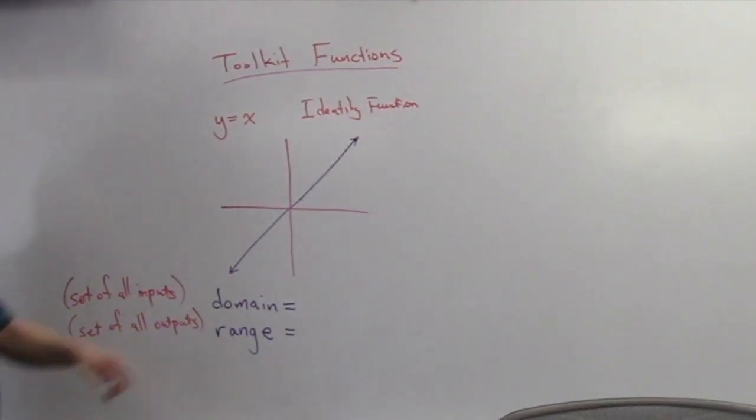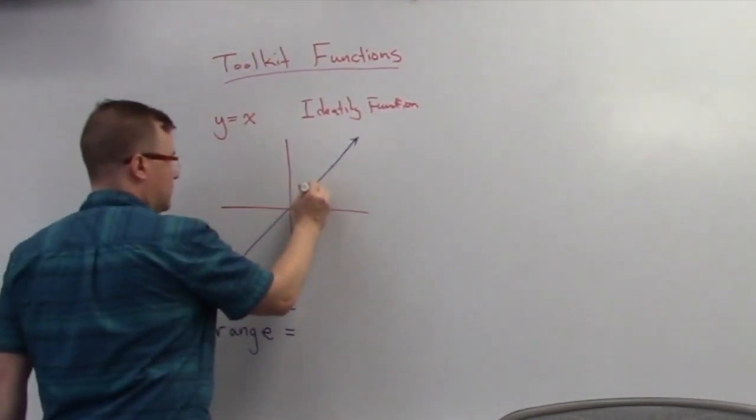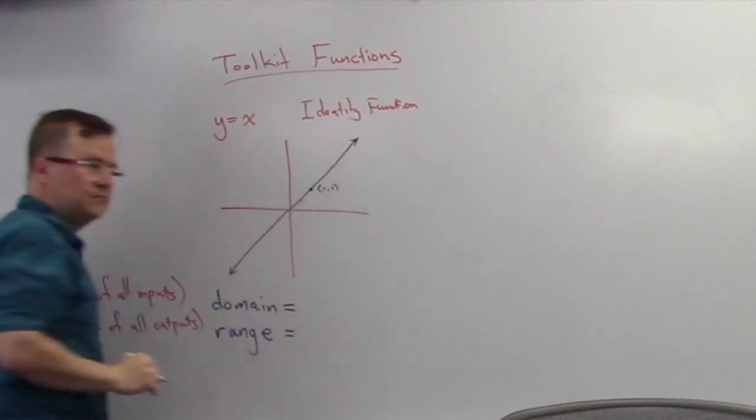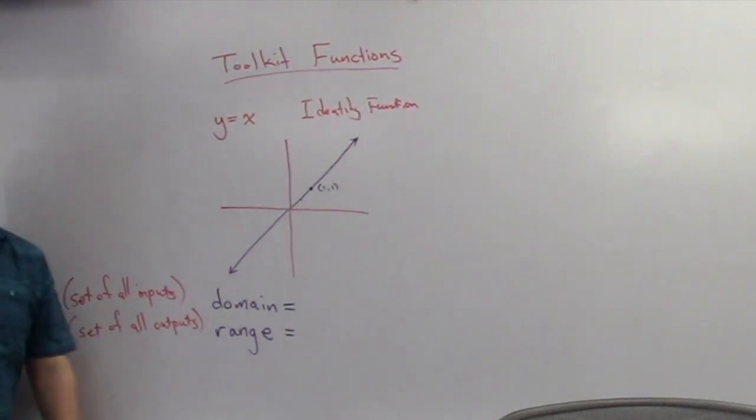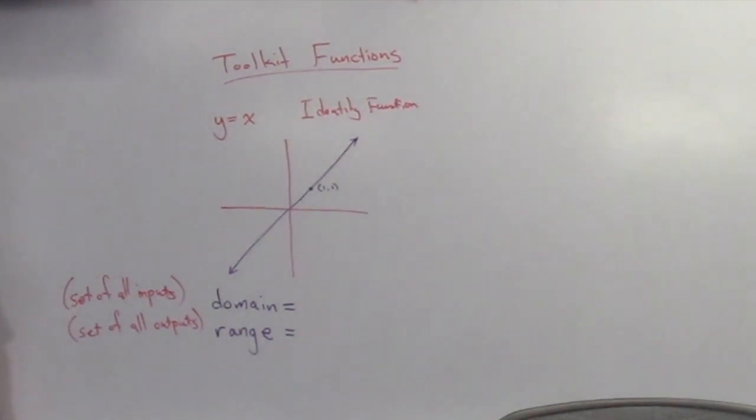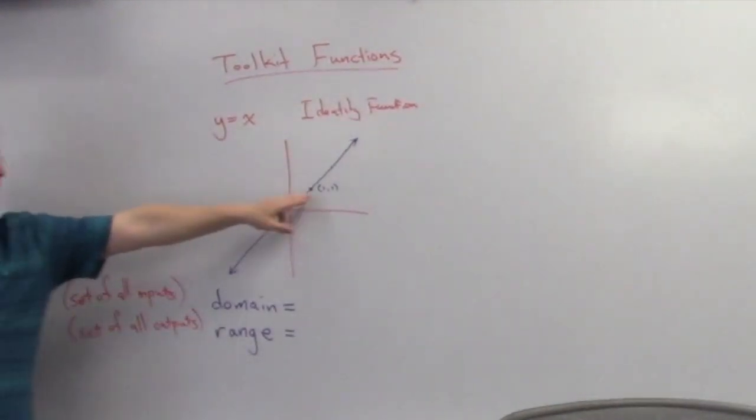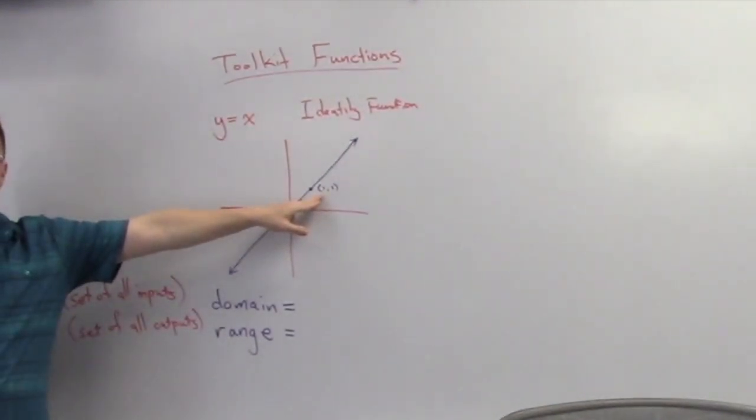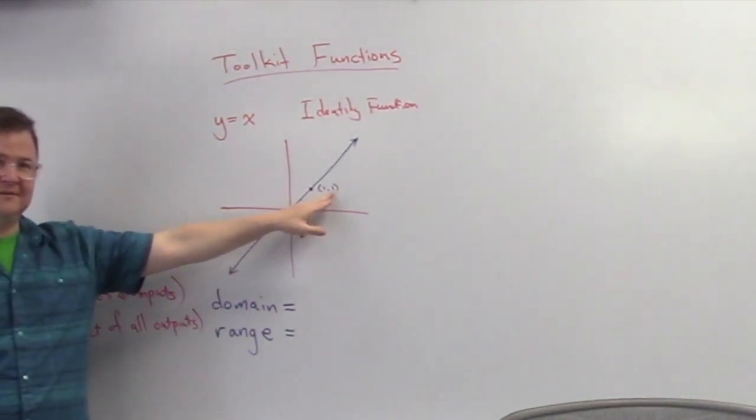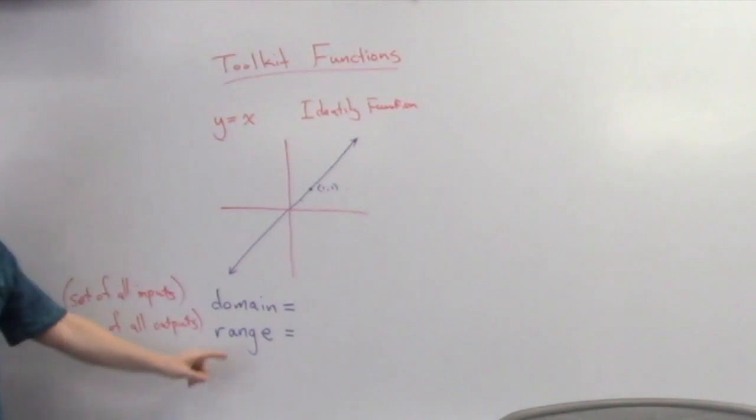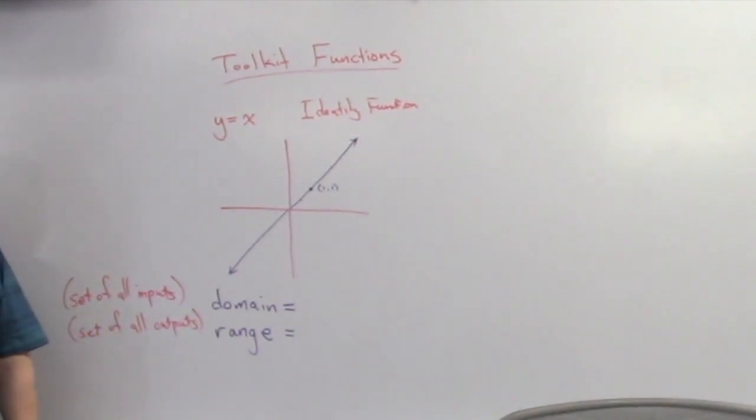So the moment you said that 1, 1 is a solution, a point on the graph, then you just told me something about the domain and the range. Since 1 is an input, that means that 1 is in the domain. Coincidentally, since 1 is also an output, that means that 1 is also in the range. Make sense?